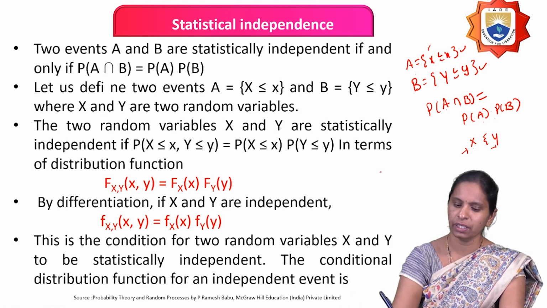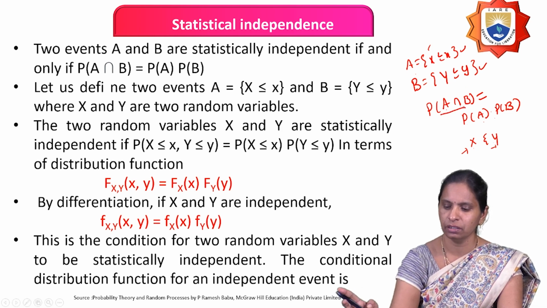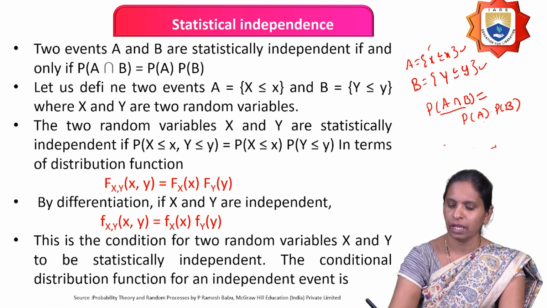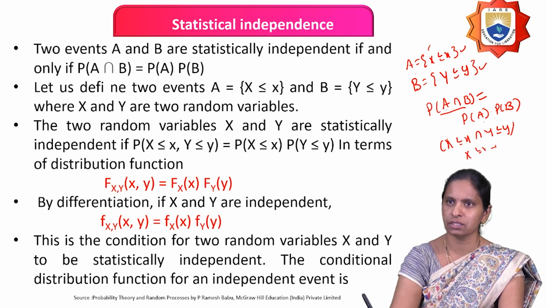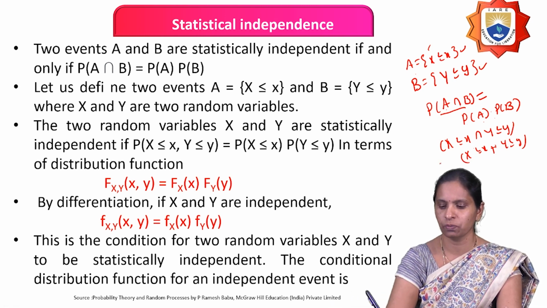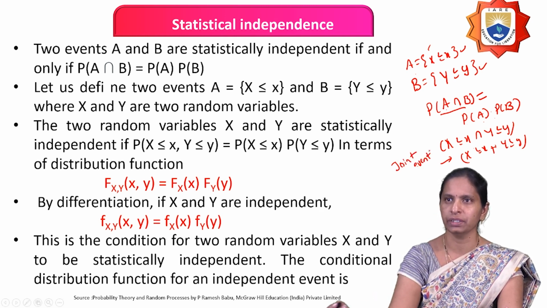Then what is the joint event? Nothing but A intersection B. So what is A intersection B here? That is nothing but X less than or equal to x intersection Y less than or equal to y. It is also written as X less than or equal to x, comma, Y less than or equal to y. So this is called a joint event.